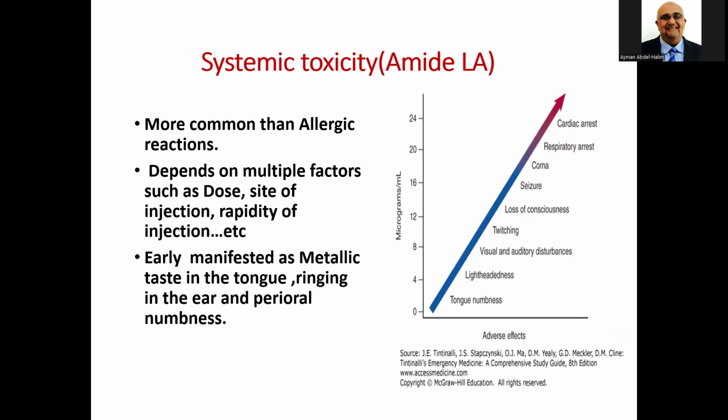While systemic toxicity is basically the adverse effects of amide local anesthetics. And it depends on multiple factors, such as the dose, site of injection, rapidity of injection, etc. Early manifestations, as we said, are perioral numbness, tongue numbness, lightheadedness, visual and auditory disturbances, twitching, loss of consciousness, seizures, up to coma and cardiorespiratory arrest.